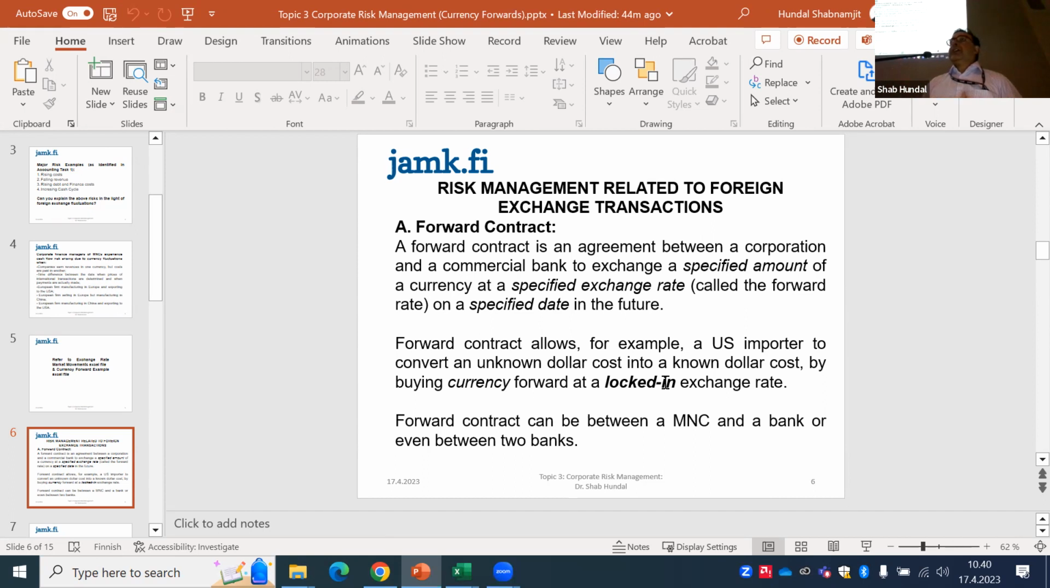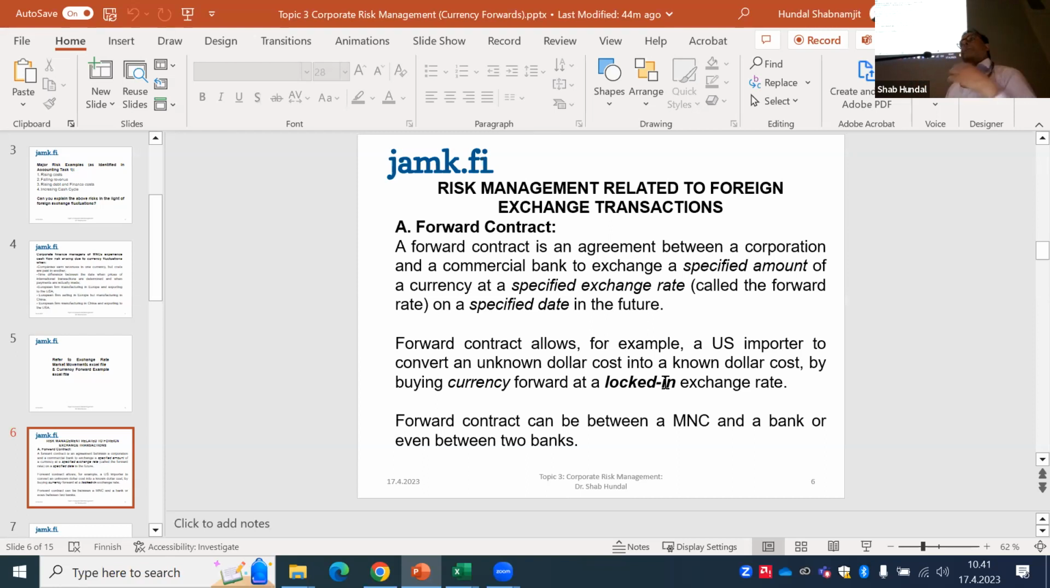Okay, if your contract is over in 6 months, that's it. That contract is not valid for the 7th month. So there are 4 specificities when it comes to risk management, especially through hedging, especially through forwards: specified currency, specified amount, specified rate of exchange, specified time period.